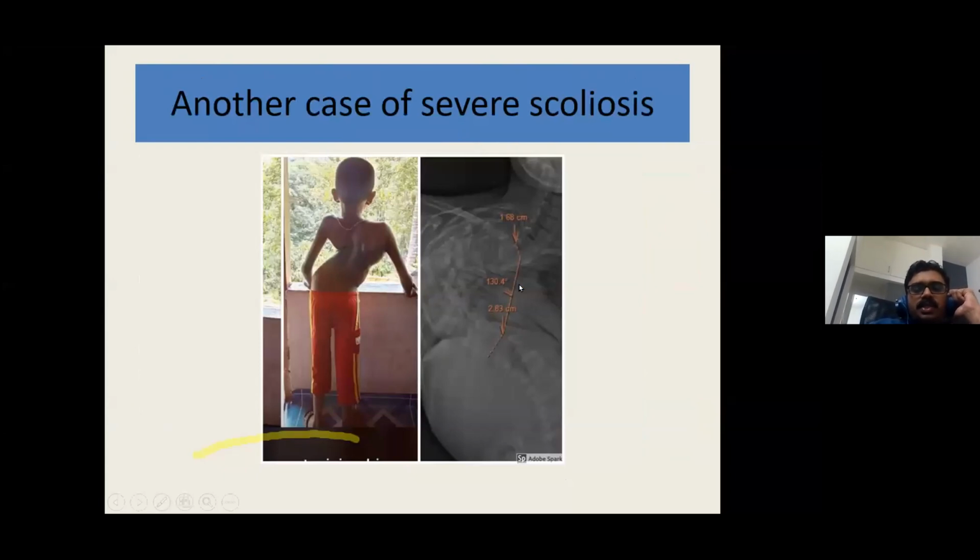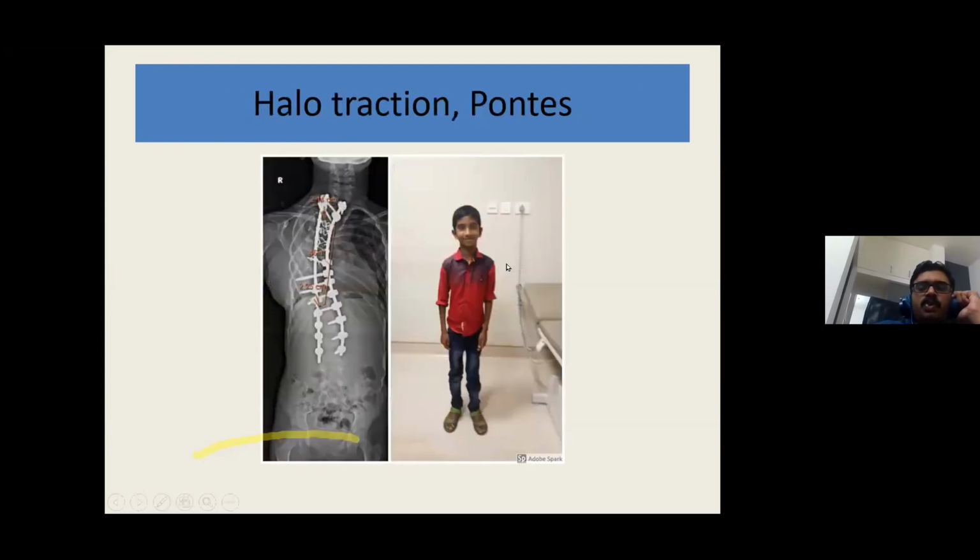Now another case, this is shared by my friend Dr. Vinod from Calicut. Now you can see this is a very severe scoliosis, which is measuring around 130 degrees. You can see there is no alignment between the head and the pelvis. And this child again was put on halo traction for around 2 months, and the sequential X-rays were taken.